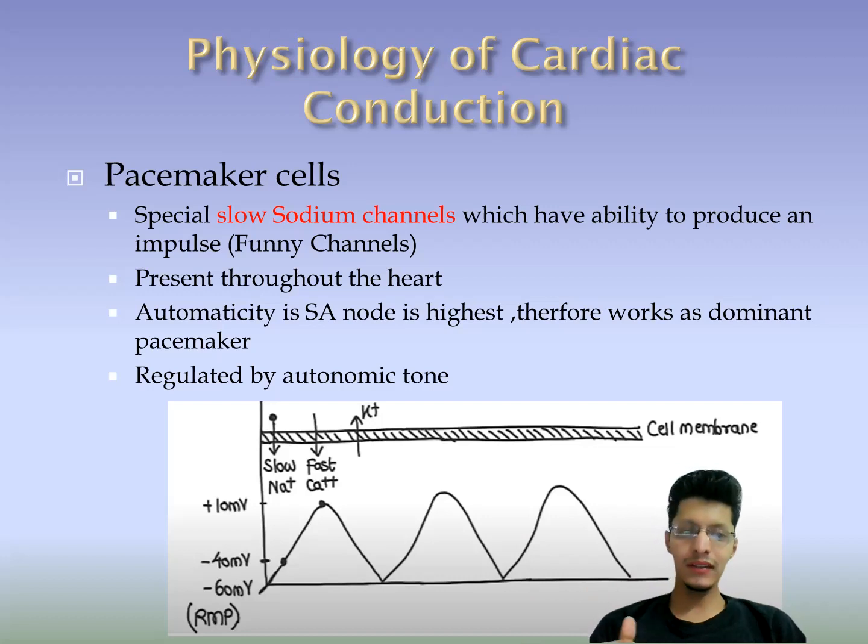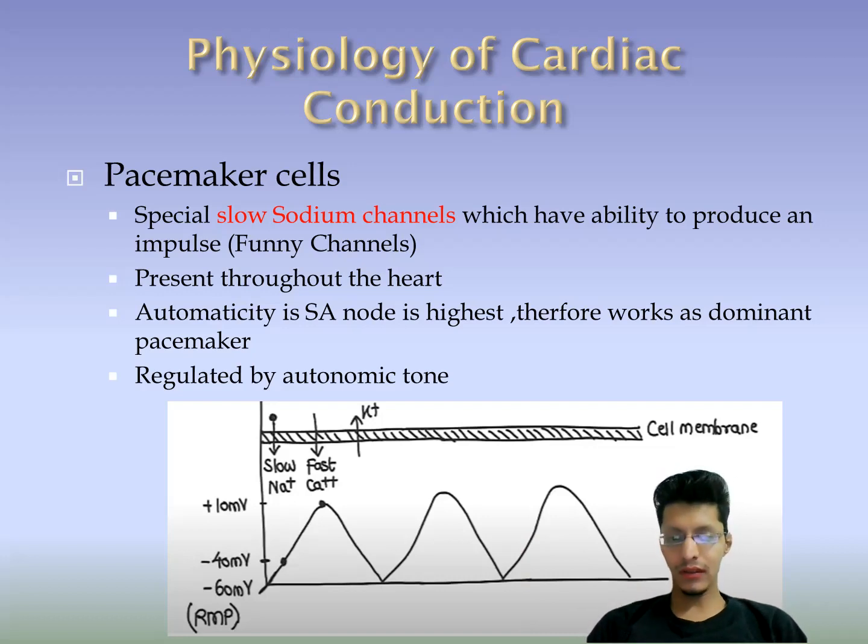Now, as you can see in this pictorial diagram, there is a resting membrane potential of minus 60 millivolts. At minus 60 millivolts, there is opening of the slow sodium channels. So the sodium comes in, which leads to depolarization. Along with that, there is opening of fast calcium channels, which lead to the fast depolarization. Once the peak is reached, there is opening of the potassium channel. The potassium leaks out and there is a phase of repolarization, right?